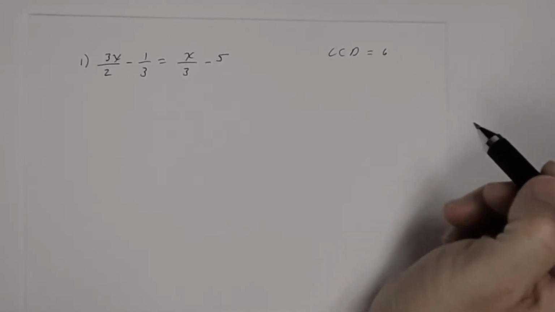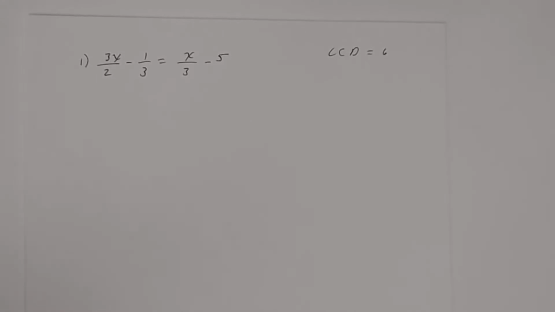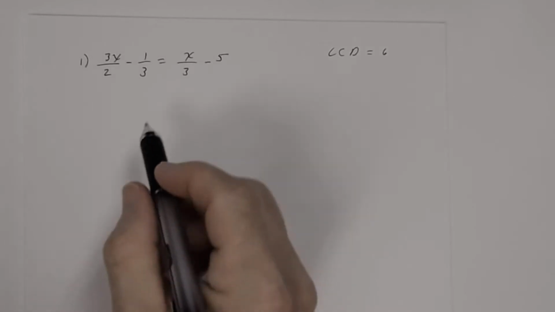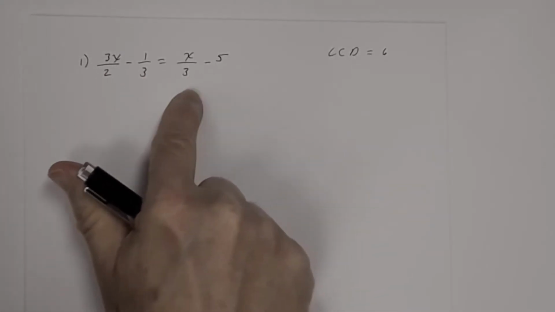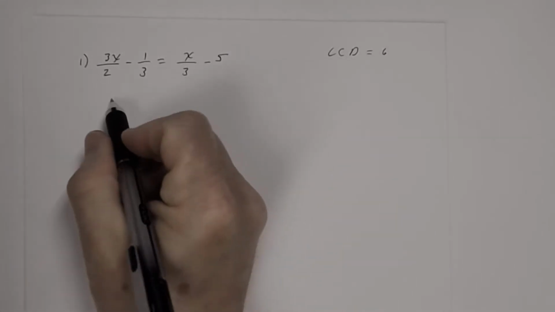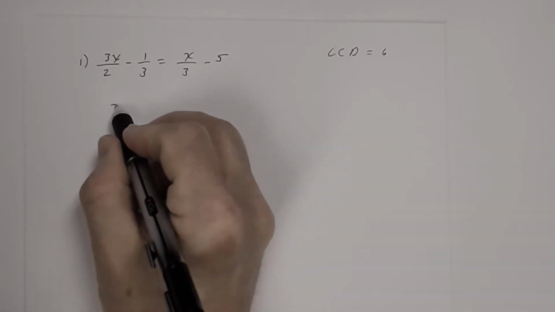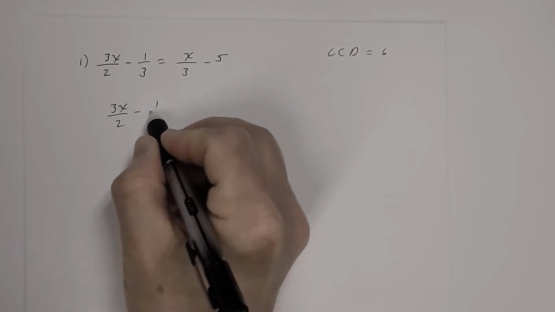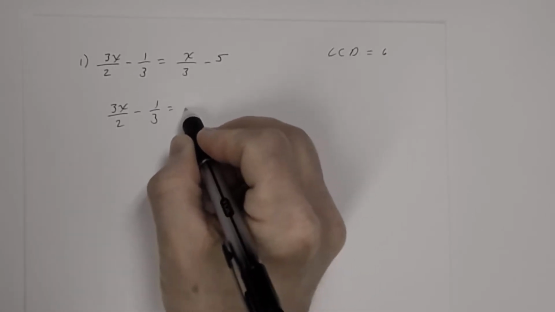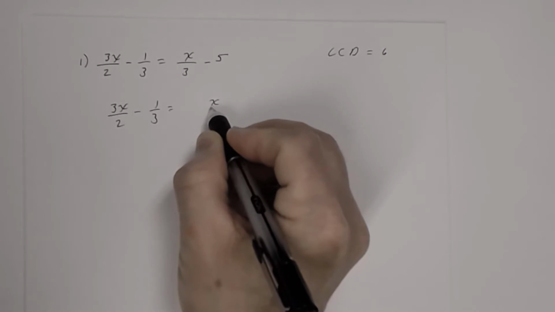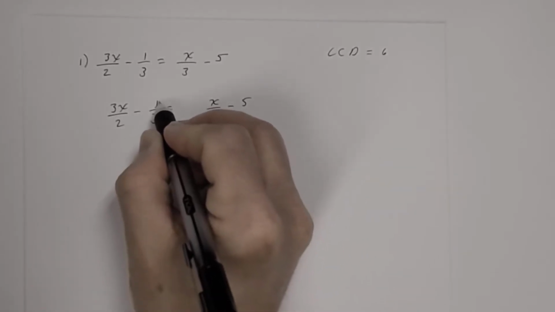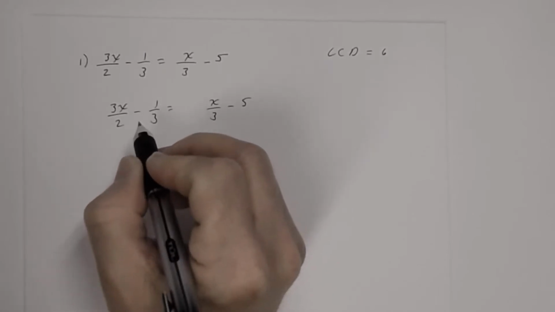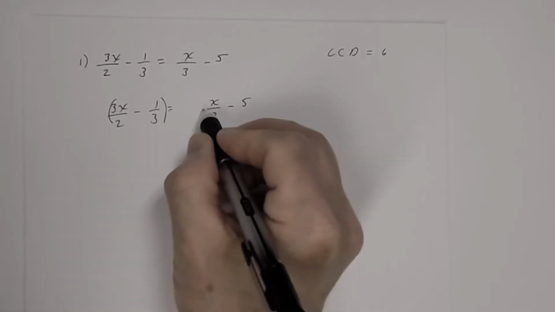Once you find the least common denominator, here's the process you need to show me. All right, so I need to see this. Notice there are 2 terms on this side, and there are 2 terms on this side. So what I want you to do is to rewrite this equation. Just go ahead and rewrite it, just like this. Now leave a little space here. So I'm going to have x divided by 3 minus 5. Now since there's more than one term, put those in parentheses.